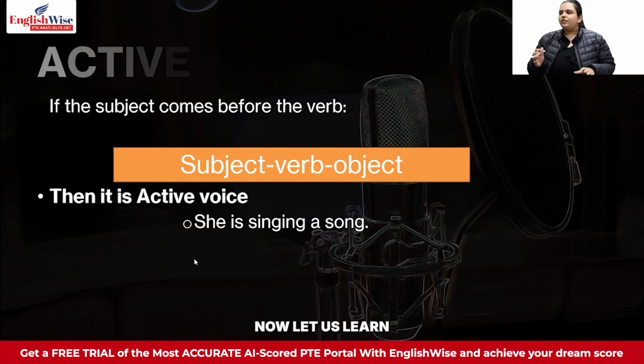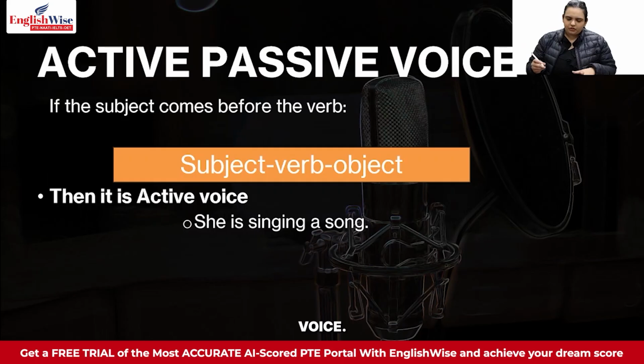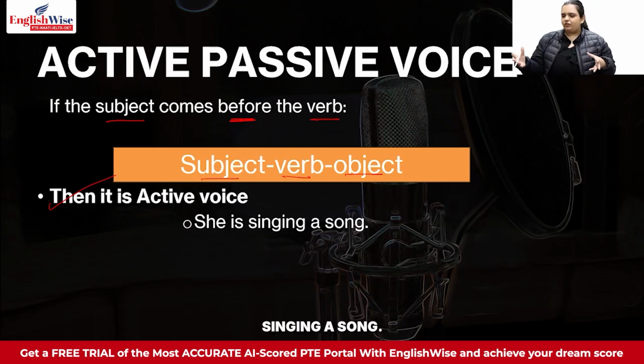Alright, now let us learn what is active voice and passive voice. If the subject comes before the verb and you have such a sentence structure which says subject, verb, object, then it is an active voice, okay? So if I give you an example here, she is singing a song. Now over here, who is doing the work? Who is the subject of the sentence? She. So she is the subject of the sentence.